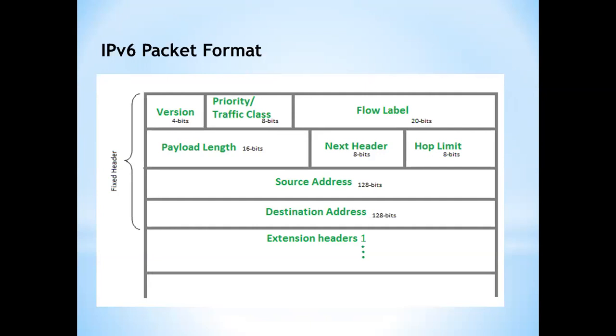A full implementation of IPv6 must include support for the following extension headers. First is the IPv6 header, second is the hop-by-hop option header, third is the destination option header, fourth is the routing header, fifth is the fragment header, sixth is the authentication header, seventh is the encapsulating security payload header, eighth is the destination option header, and ninth is the upper layer header.